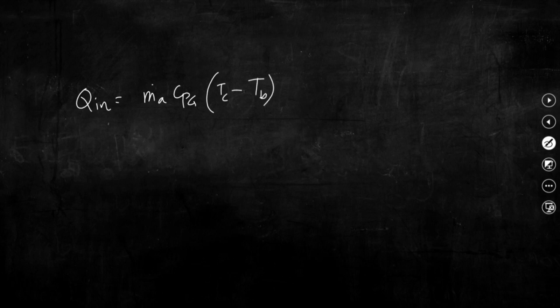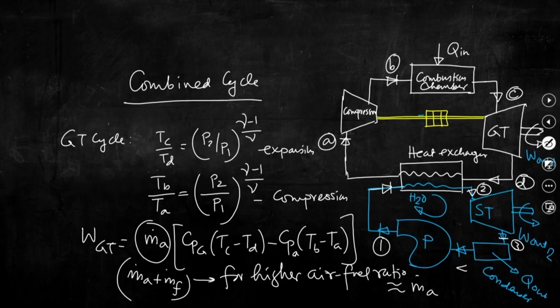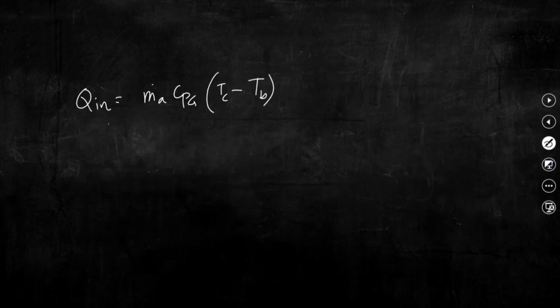Now, what is Q in? Q in is equal to m dot A into Cpg into Tc minus Tb, right. So, you can see that Tc minus Tb, that is Q in, is the total addition of heat into this system having two different cycles. So, this is the Q in.